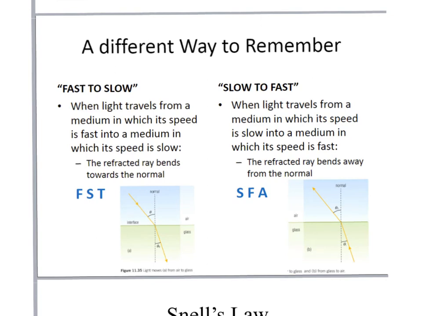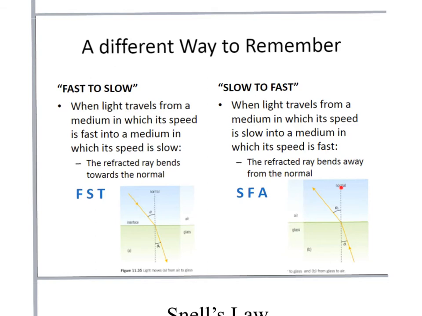Okay, so the car analogy is one way to predict whether light will move towards the normal or away from the normal. Here's another way. So this is FST, or fast to slow, which basically means if we're moving from a material with a low index of refraction to a high index of refraction, the refracted ray will bend towards the normal. So that's our first car scenario.